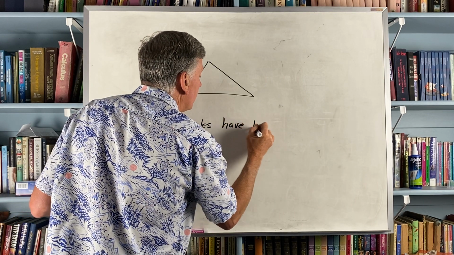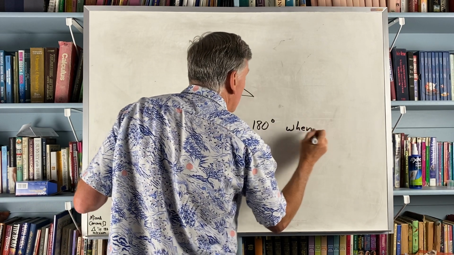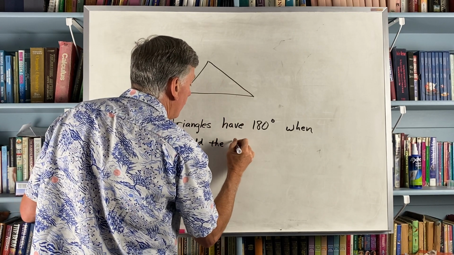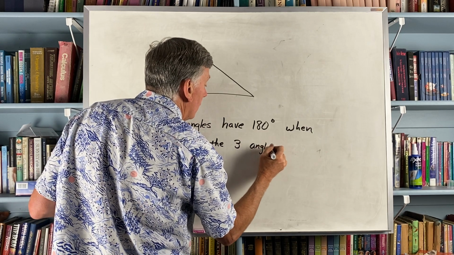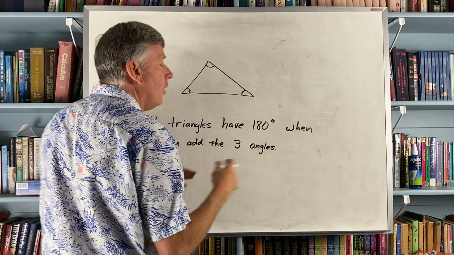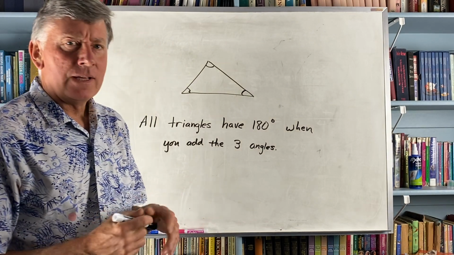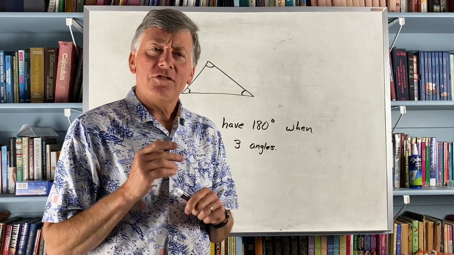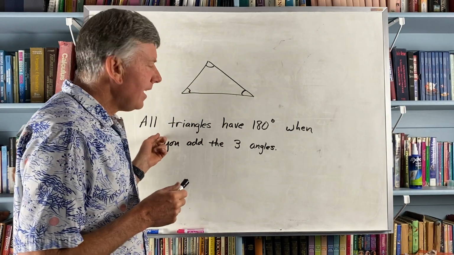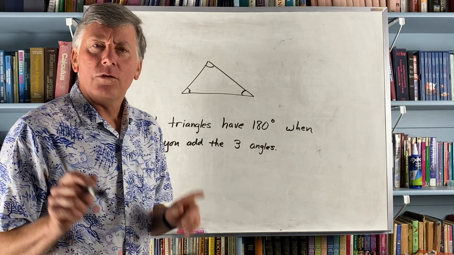have 180 degrees when you add the three angles. That is, this angle plus this angle plus this angle all add up to 180 degrees. Well, a good mathematician will read something like that and he'll say, prove it. You make this statement, it sounds good, but is it true? Is it right? Well, I'm going to do that for you.